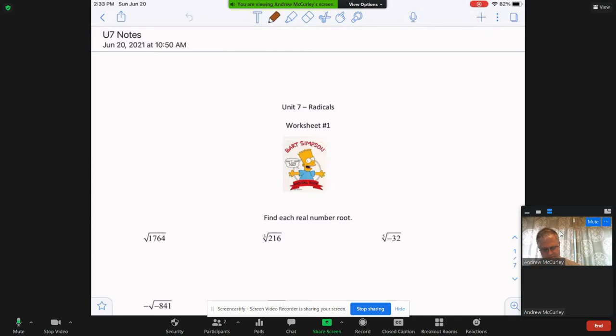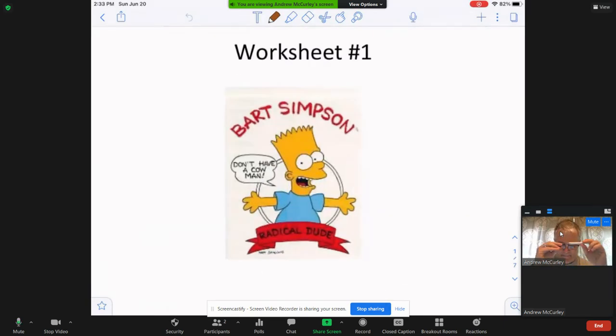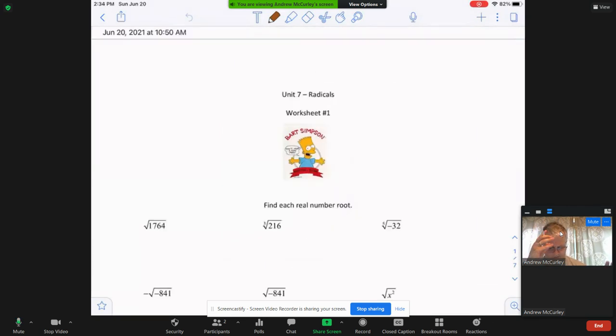Unit 7, radicals. We're going to get into radicals now. I don't know if I'll stop in between worksheets, or I might just keep going, so just keep an eye on things as you go.